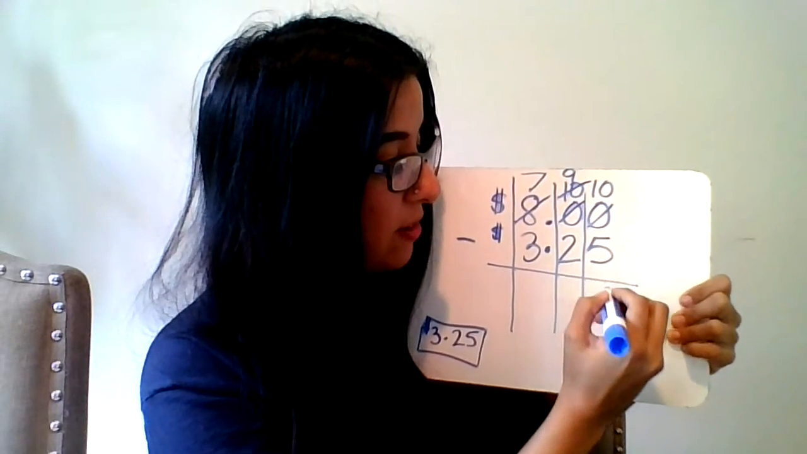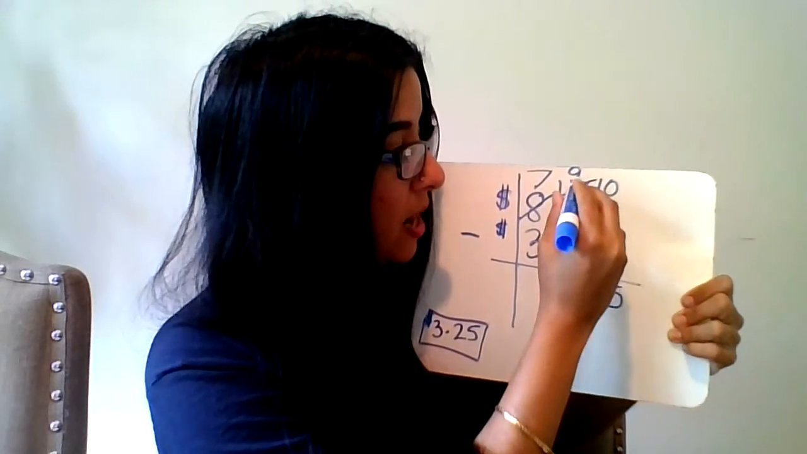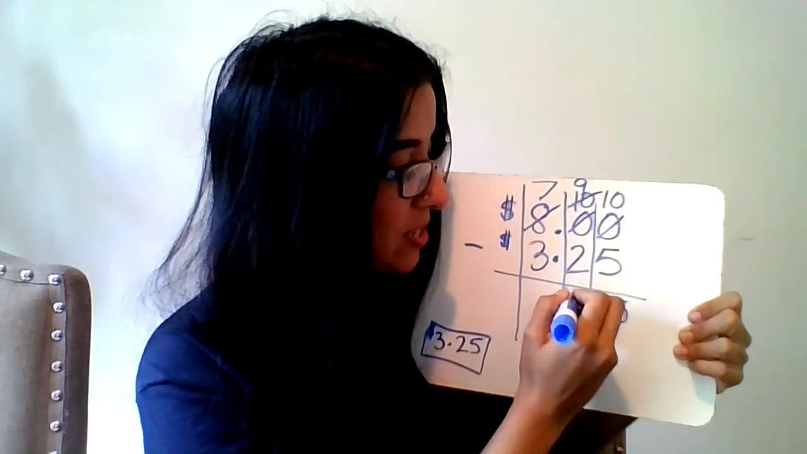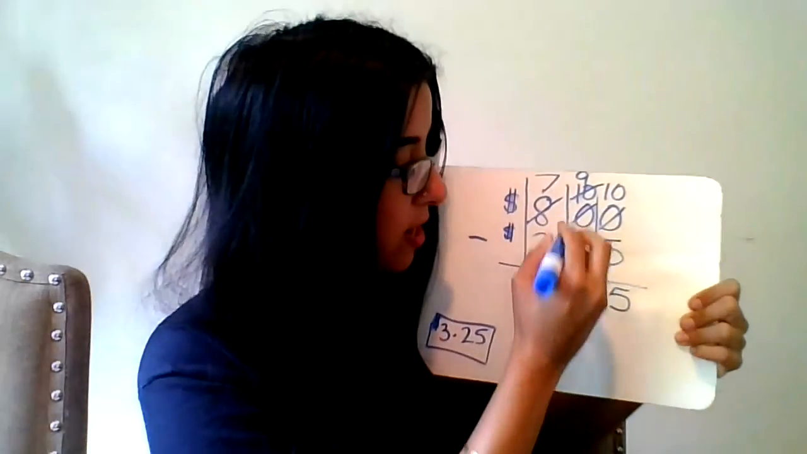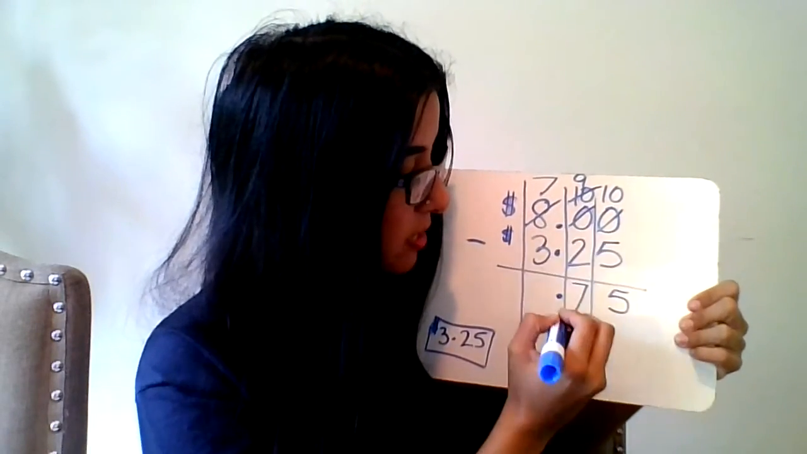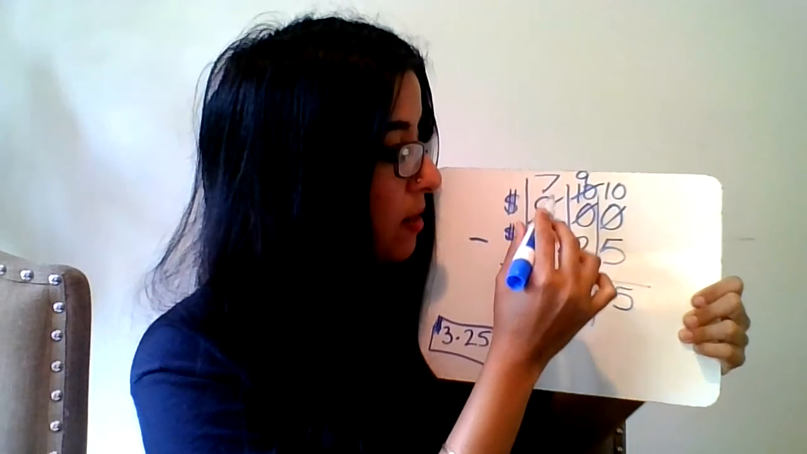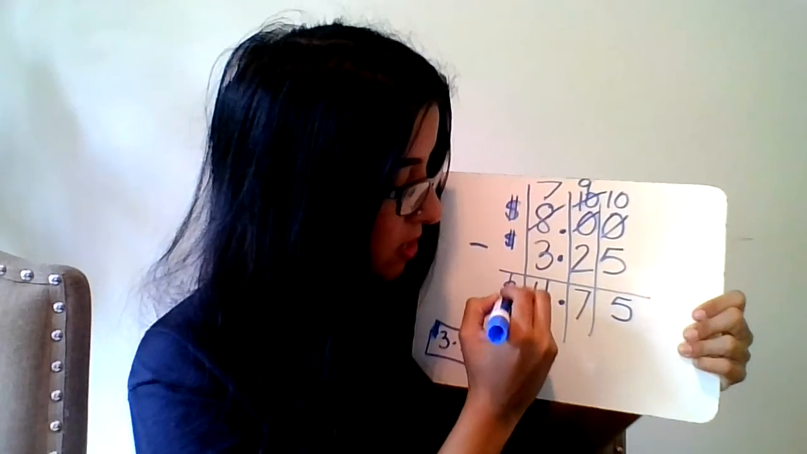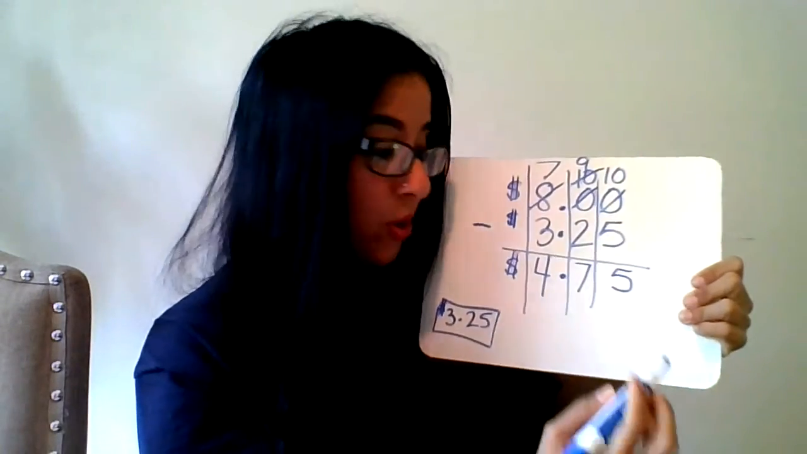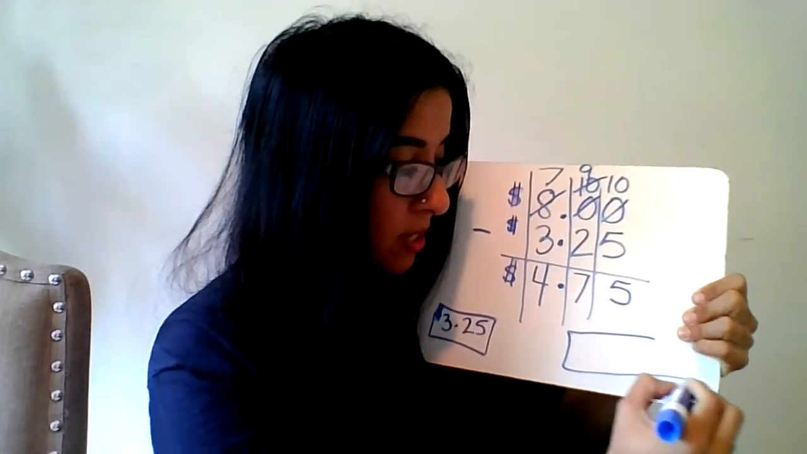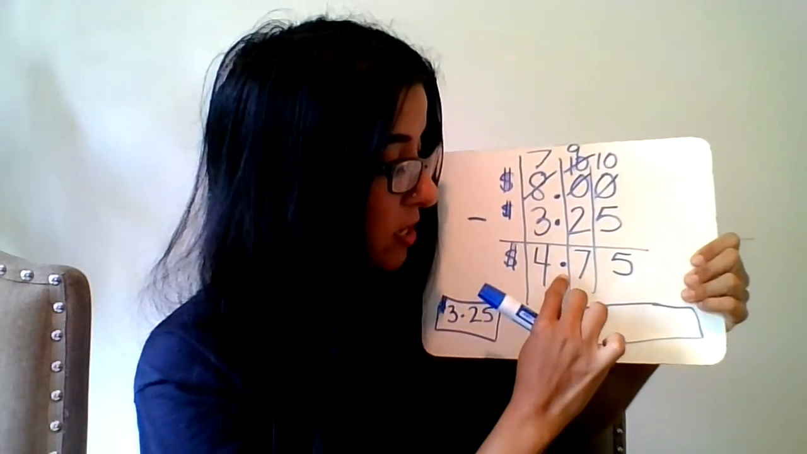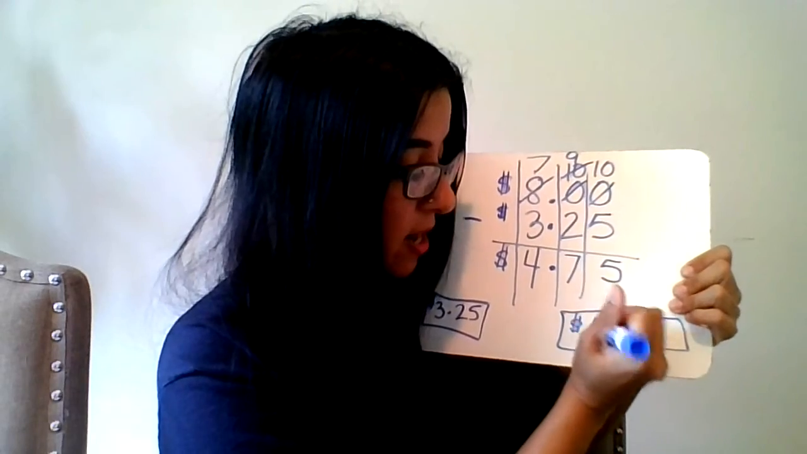10 minus 5 is 5. 9 minus 2 is, you can use your fingers if you need to, 9 minus 2 is 7. And please make sure you're bringing those decimals down. They are in order and they always need to be nice and straight. Then 7 minus 3 would be 4. And I'm even going to bring my dollar sign here just so that I'm keeping really organized. But as always, I like to have my answer boxed so that it's very clean. $4.75.